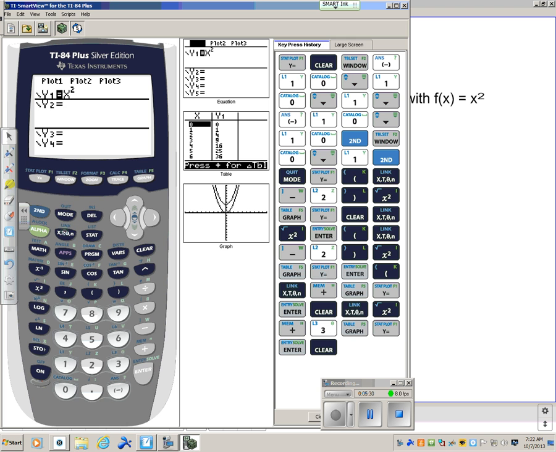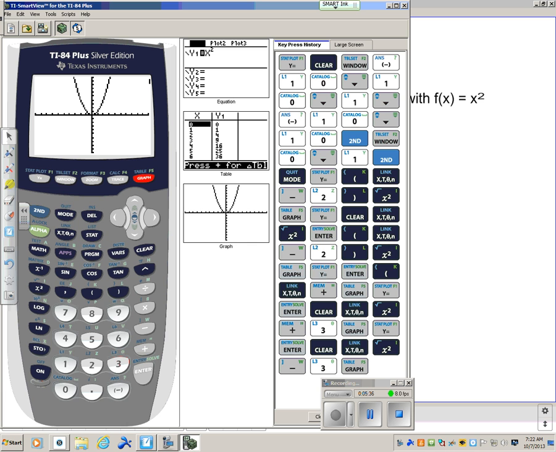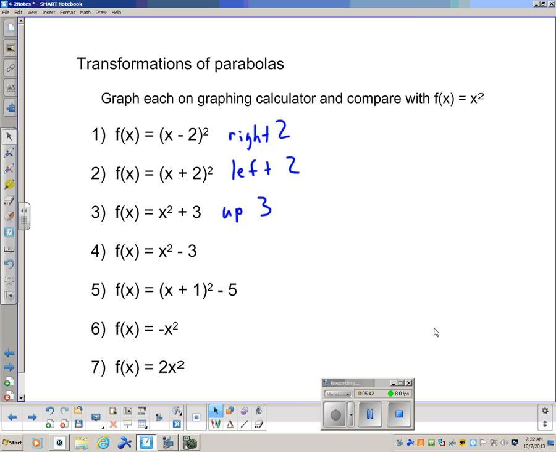So I'm going to punch in x squared minus 3. Let's see if that's true. So comparing with y equals x squared, there it is. What does the other one do? Yeah, just down 3. Shifted the whole thing down 3.